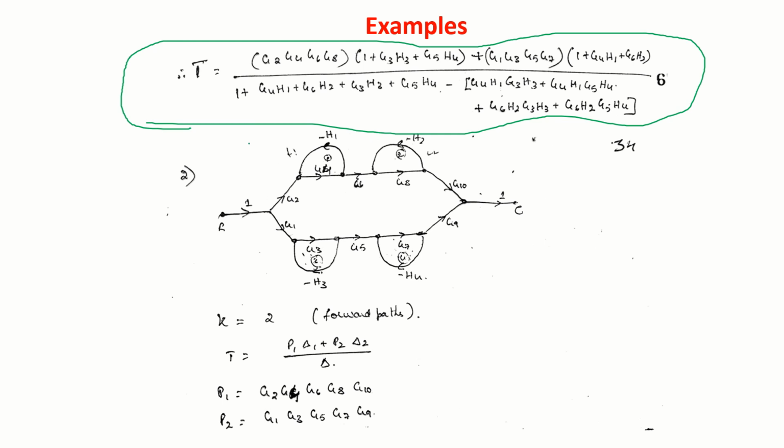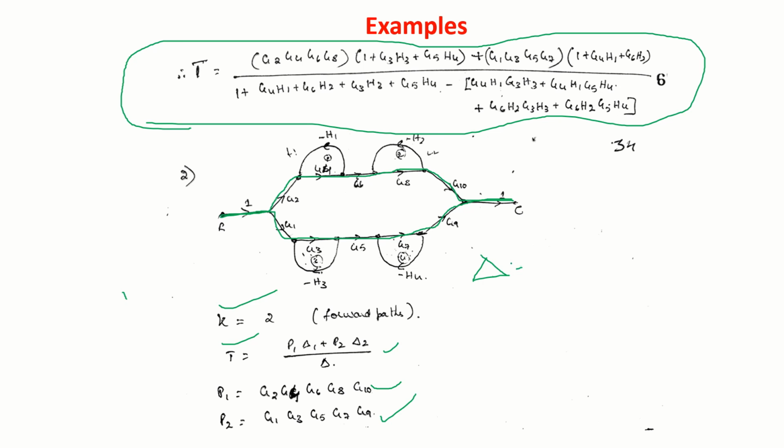Okay. Next, another example. In this example also, the signal flow graph is given. This is one forward path. This is another forward path. So k equal to 2. So the transfer function, this is the formula now. P1, the path gain of the first forward path: G2, G4, G6, G8, G10. Second forward path: G1, G3, G5, G7, G9. Yes, you got it.